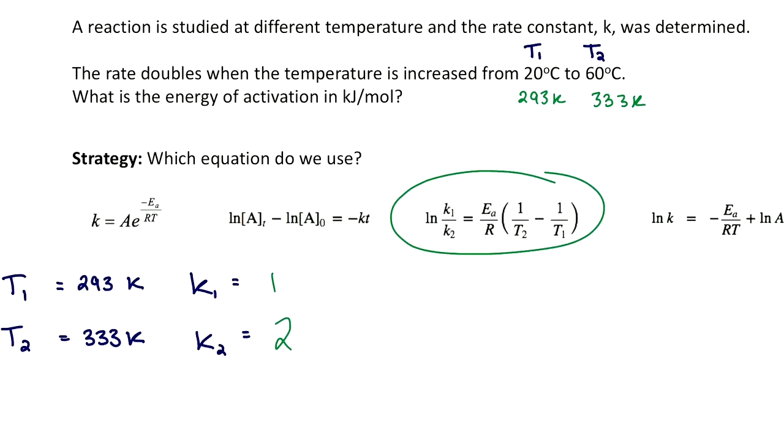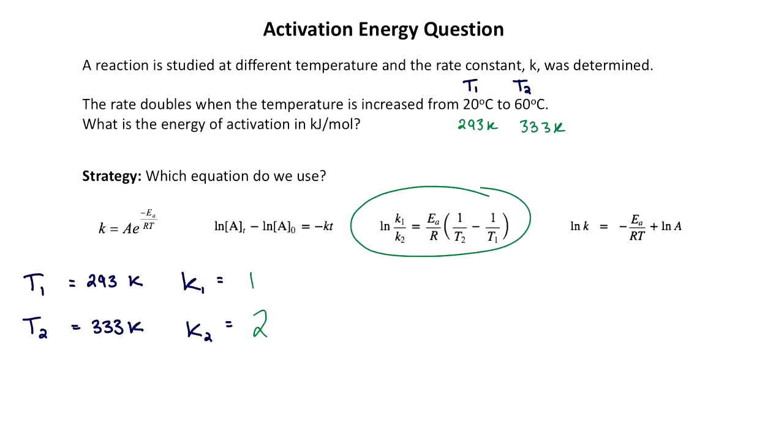Okay, all right, great. So let's plug everything in. Natural log of K1 over K2. So we want to put 1 over 2, right? I think you might want to put ln of 2 because the question says the rate doubles, but we want to be cognizant that K2 is double K1, so what we put inside the natural log is 1 over 2, not 2 over 1. Equals activation energy. That is what we're solving for.